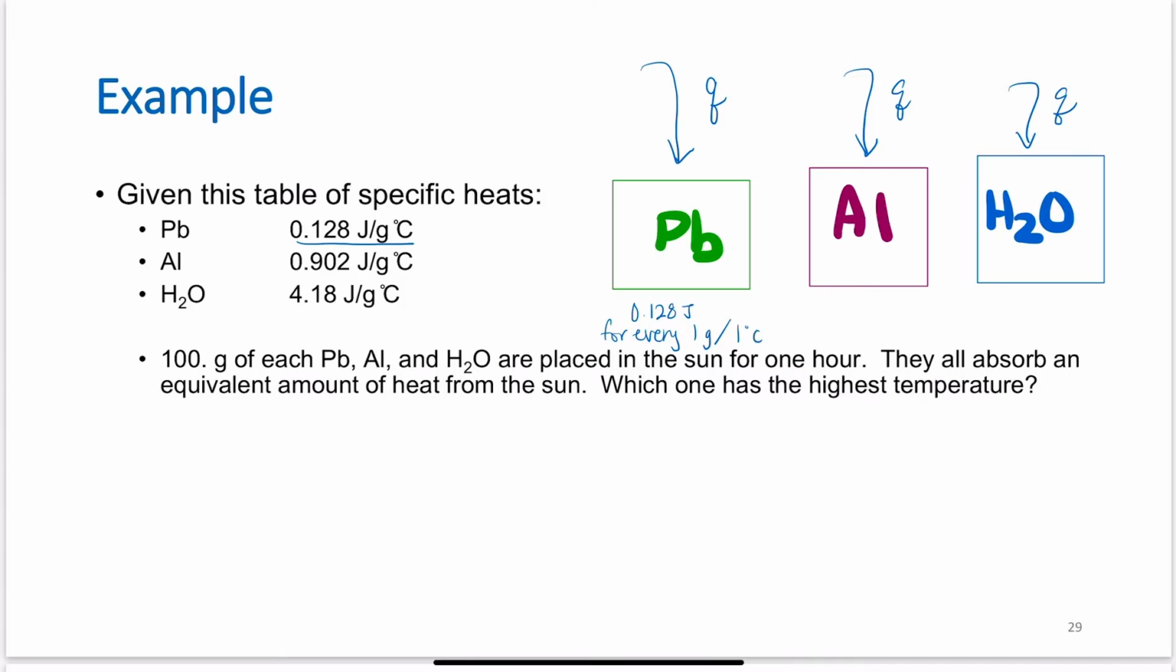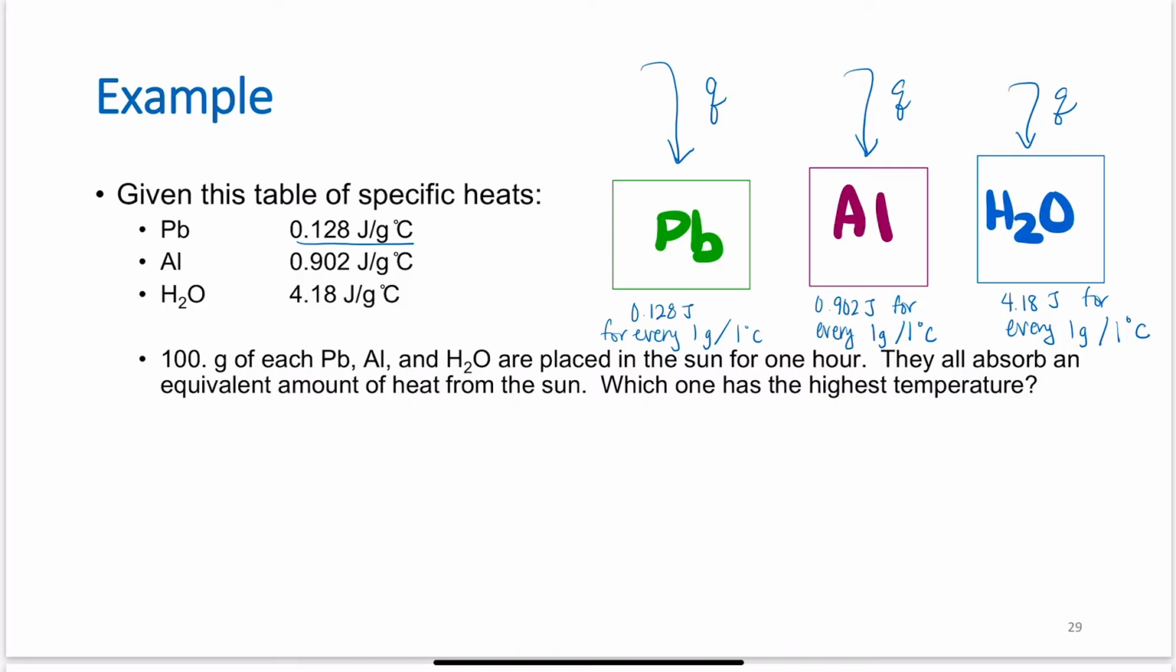By 1 degree C. For aluminum, 0.902 joules for every 1 gram will heat up 1 degree C. Water takes 4.18 joules for every 1 gram by 1 degree C.